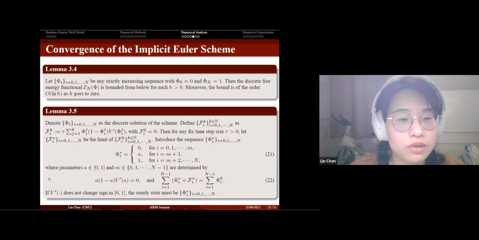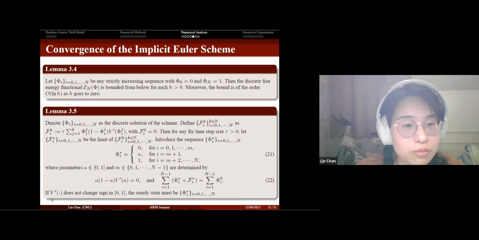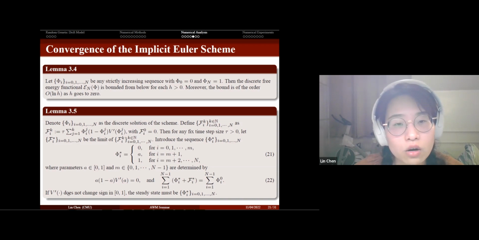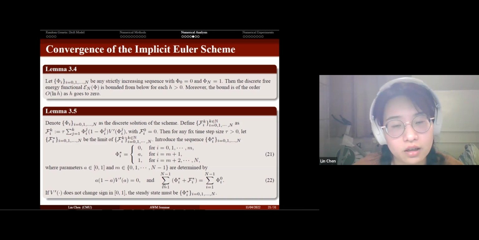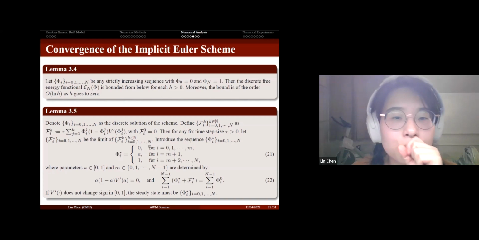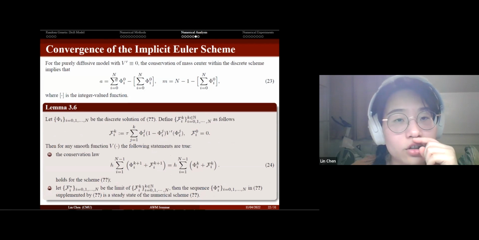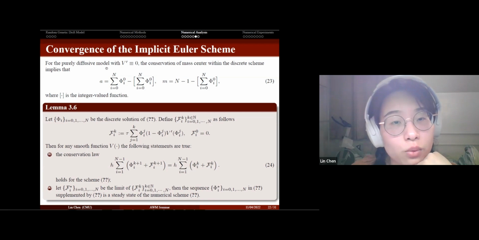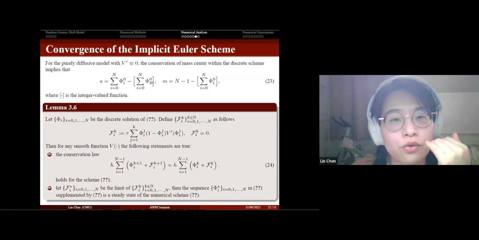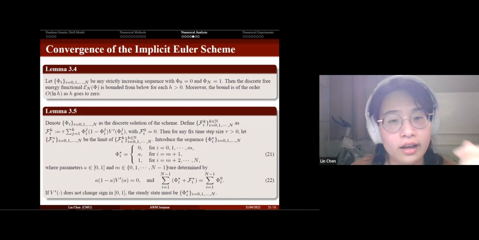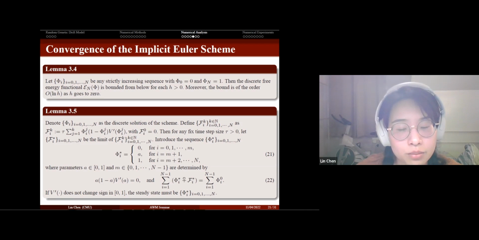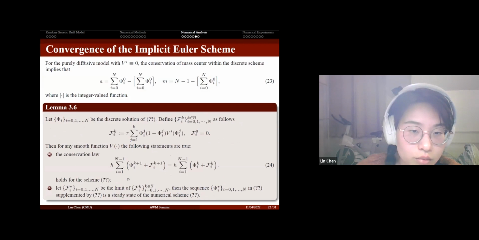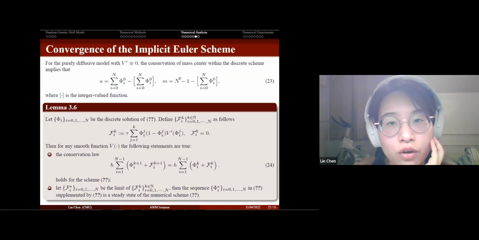And also we prove that if the v prime doesn't change sign, which means that v is increasing or decreasing, then we can also prove that the steady state must be the step function. Here we prove, for the pure diffusion model with v prime equal to 0, which means that v is constant, we can give the formula for the A and M here. We can give the explicit formula for them.